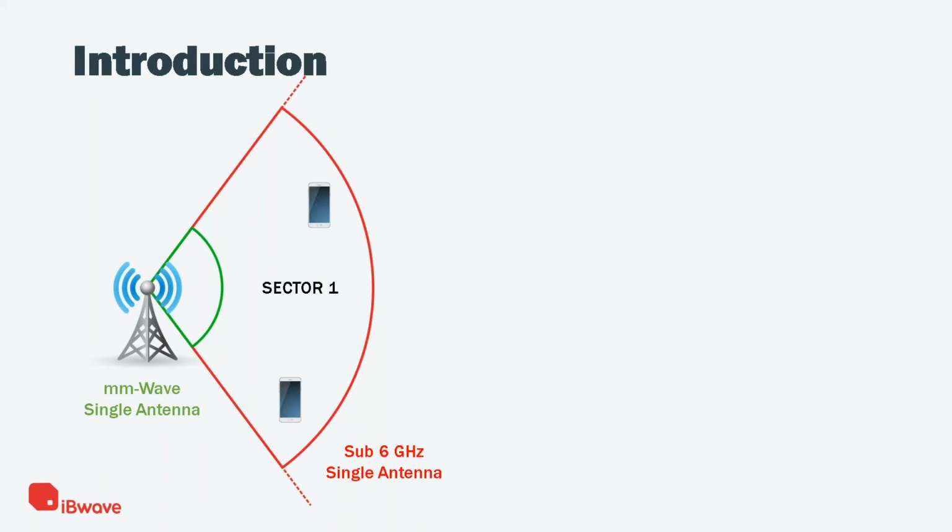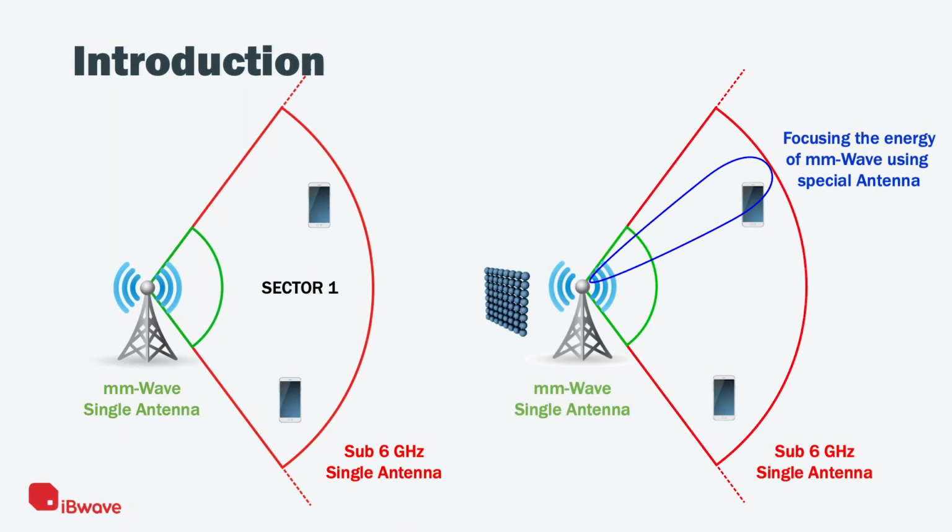It is clear that based on this configuration, the propagation and the coverage of the sub 6 gigahertz will be much higher than the millimeter wave, because of the high attenuation loss at millimeter wave. However, thanks to antenna theory, if we focus the energy of millimeter wave using some kind of special antenna, we can increase the gain of the antenna, and we can also reach the coverage of the sub 6 gigahertz.